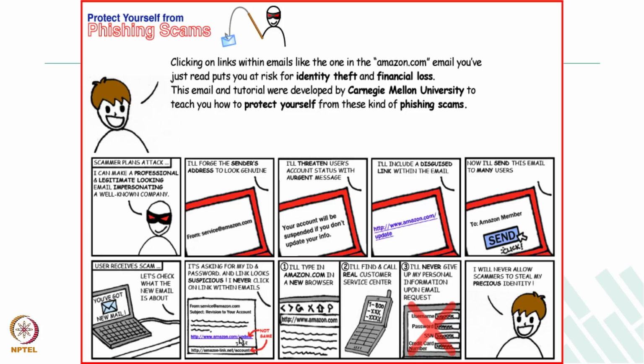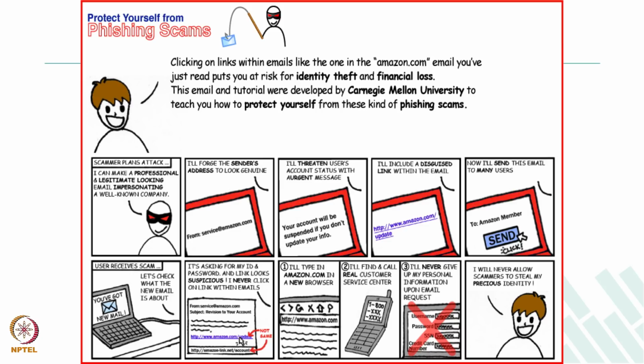So this is the information that is there on the left hand top corner of the cartoon strip. And then it goes on to the right. I will force the sender's address to look genuine, and I will threaten users' account status with an urgent message and everything, right? So these are messages that are presented even in the earlier design.